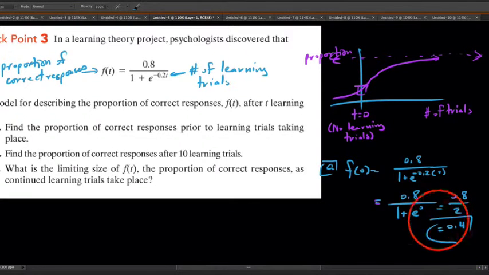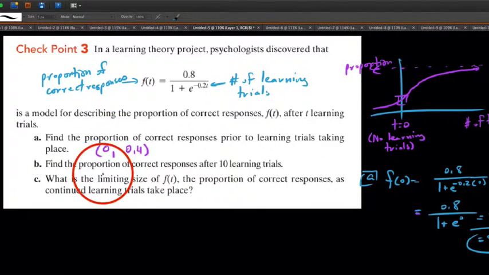And so we could answer this question, before any learning trials take place, we say then 0.4 is the proportion of correct responses. So I'm going to write that down in this particular instance here, at time 0, then we knew that this was the proportion of correct responses.